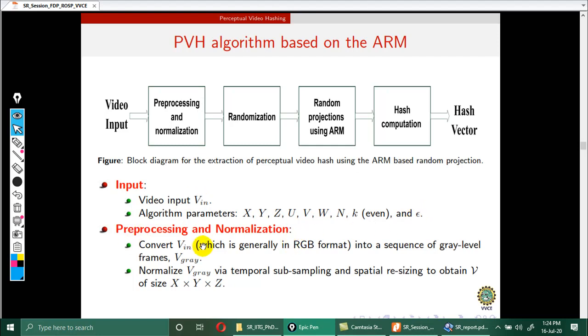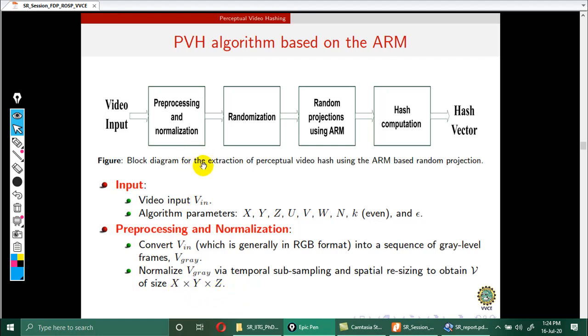Next is pre-processing and normalization. We convert the input video, which is generally in RGB format, into a sequence of gray level frames, represented as V gray. We normalize V gray via temporal subsampling and spatial resizing to obtain V of size x by y by z. Whatever the dimensions of the video, spatial or temporal, where temporal means the number of frames, we normalize it and bring it down to x by y by z.